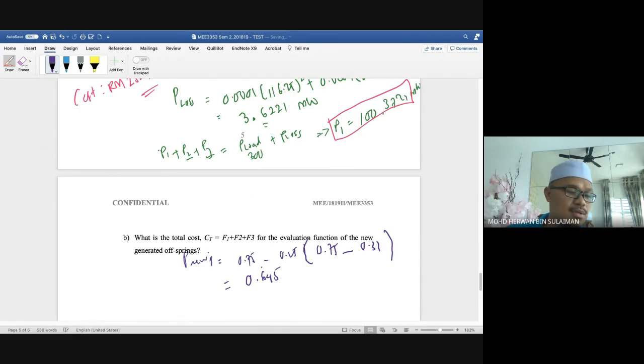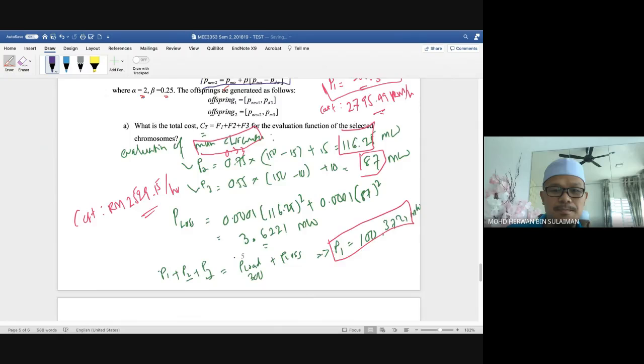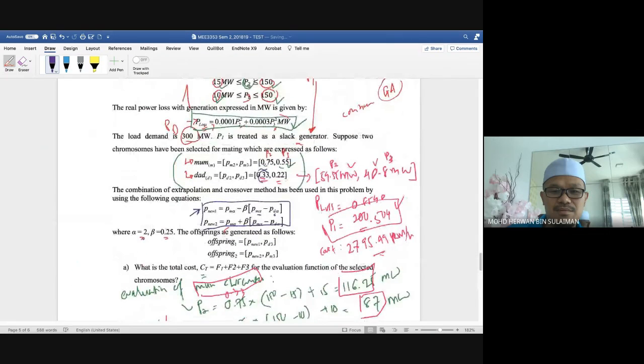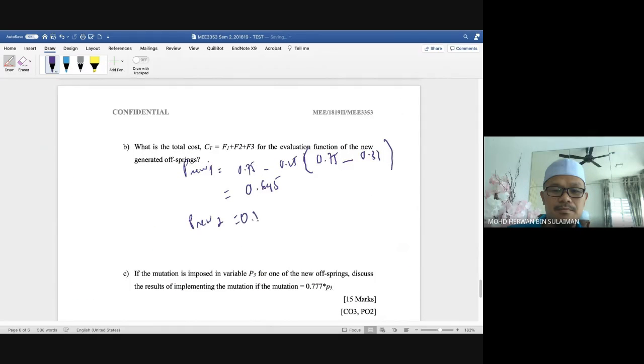So you do this expression and you get your value, 0.645. And then you can calculate your P new 2, which is P mum number 2, 0.75 here, plus this one, 0.25 times 0.75 minus 0.33. This one is minus, this one is plus. So you get 0.855.